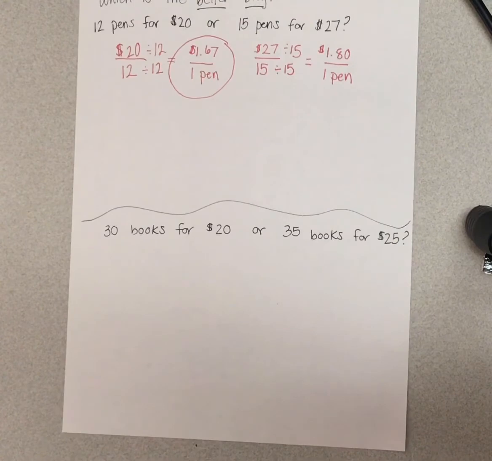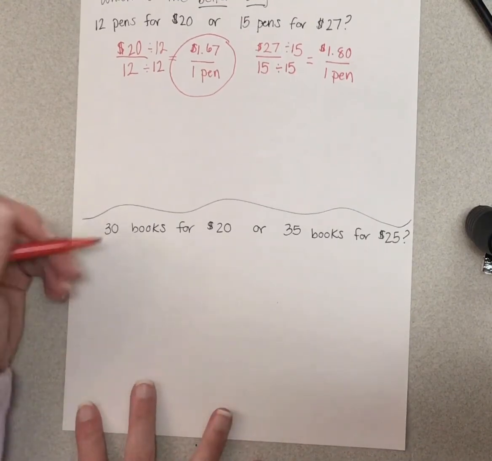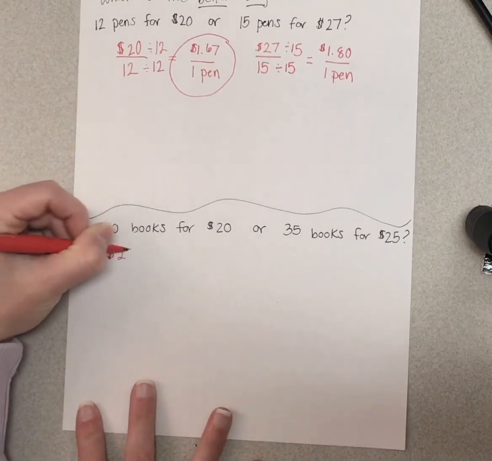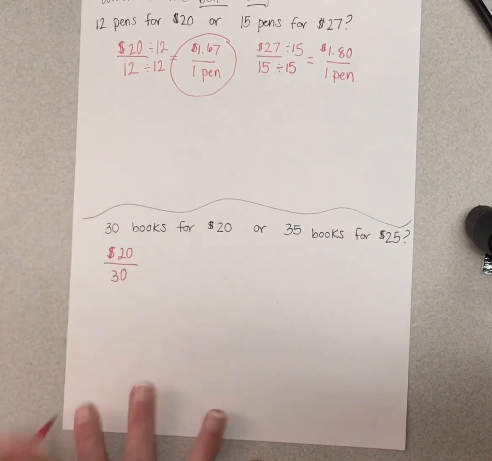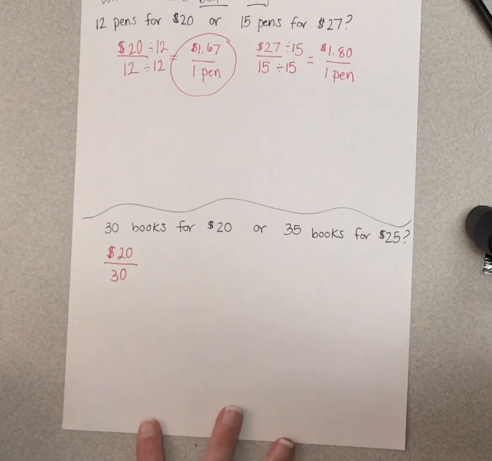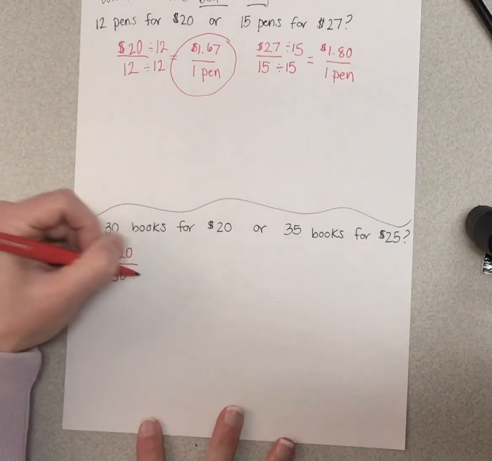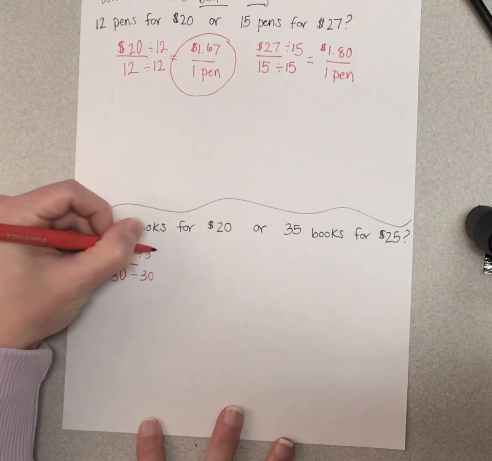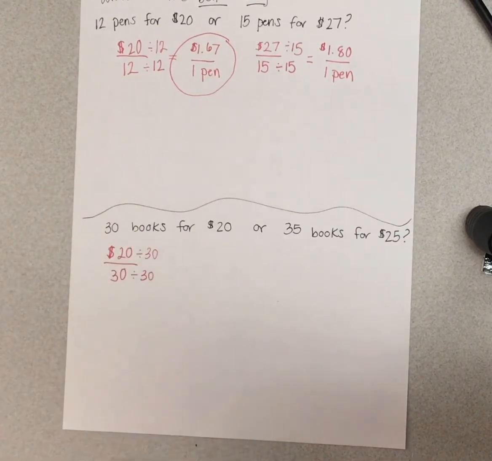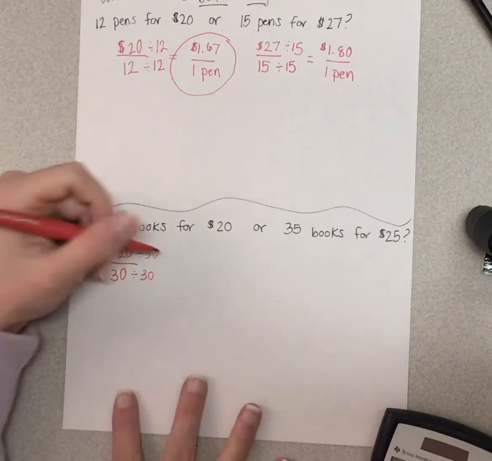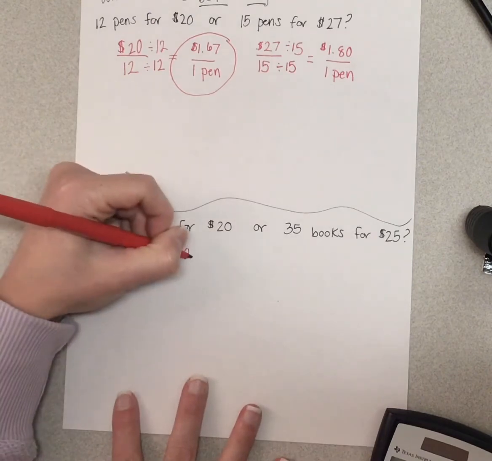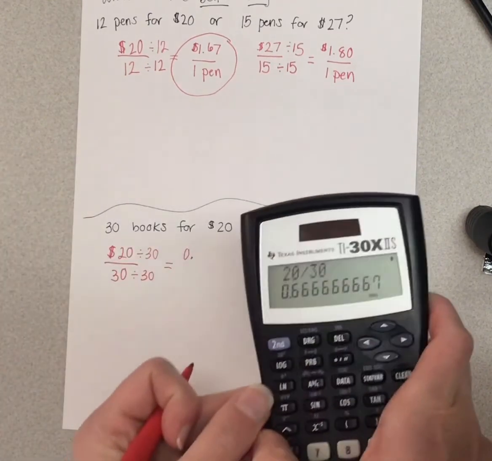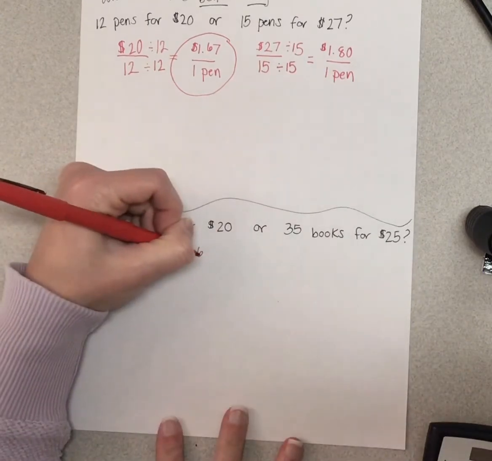All right, you guys, let's go through the answer. So if I were to set this up, again, I would want to put my books at the bottom because I'm going to want to figure out what 1 book would cost for unit rate here. So if I put 30 on the bottom, that means I need to divide by 30 to figure out what 1 book would cost. So I know 30 divided by 30 is 1. 20 divided by 30 is 0.6666, so 67 cents about per book.